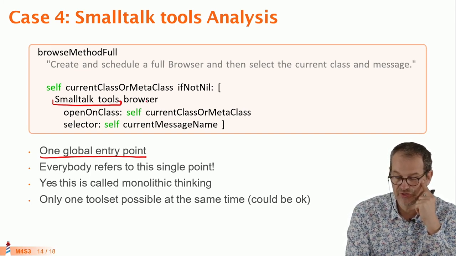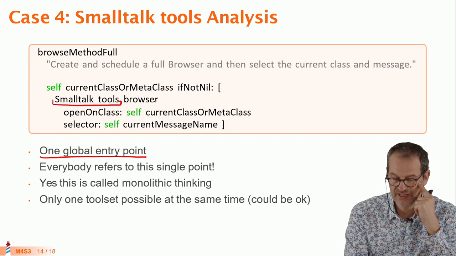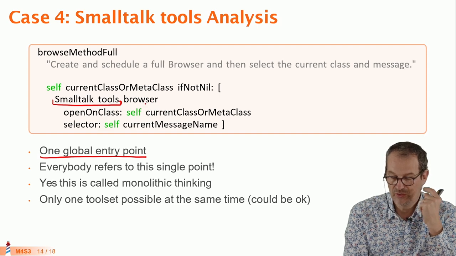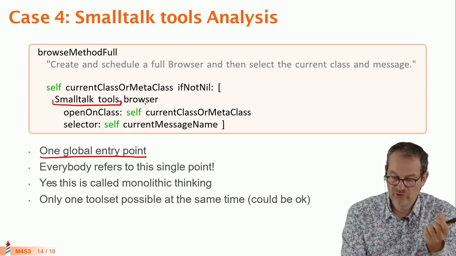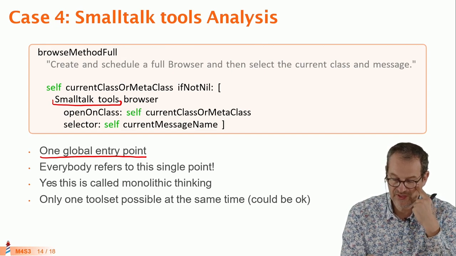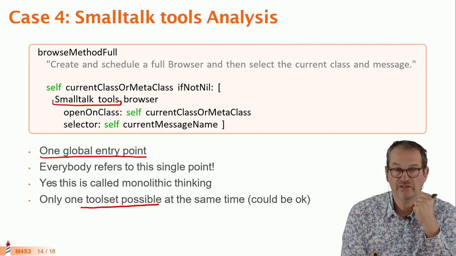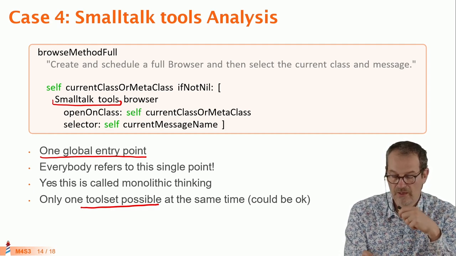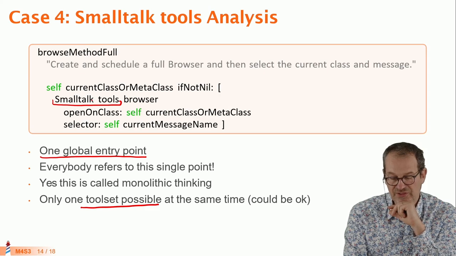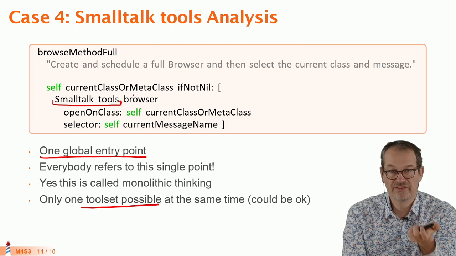So this means that you cannot exercise code that will open this browser and get two different browsers because you are trying to see what is the best one that will fit the scenario. So you can have only one tool set possible at the same time. This could be okay, but we should really understand that this is what it means. And you see, just because I send a message to a global, in fact, I'm not manipulating conceptually a global variable. That is not true.